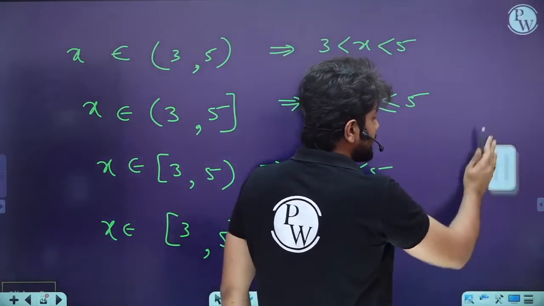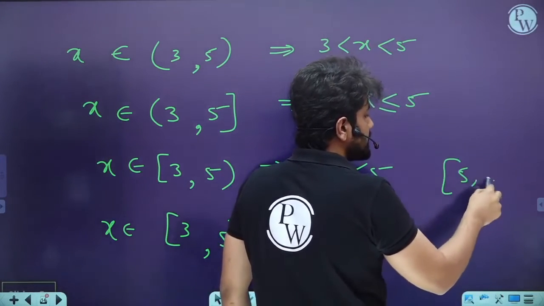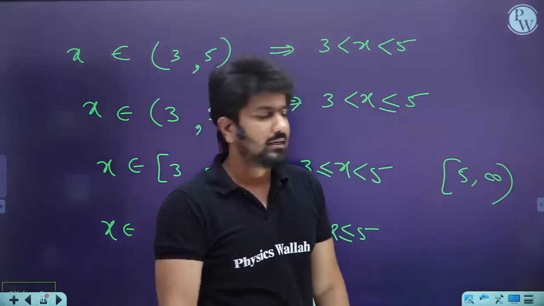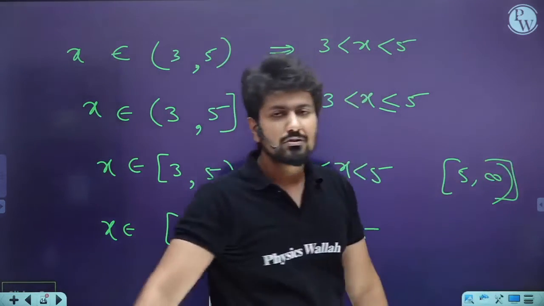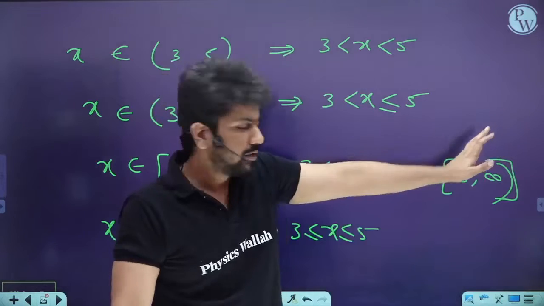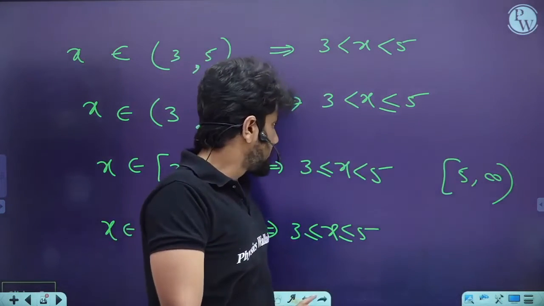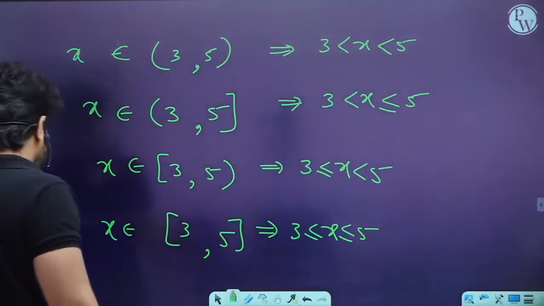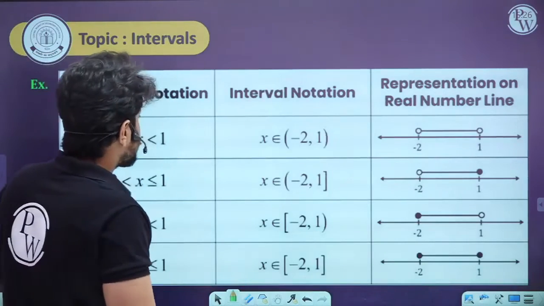Suppose it is written 5 to infinity. It means greater than or equal to 5, less than infinity. It is never like this, that there is a close bracket on infinity. It is never like that. You will never see that. Okay, now this is the notation of intervals. Let's discuss a few more examples.